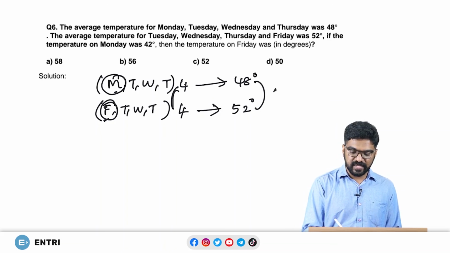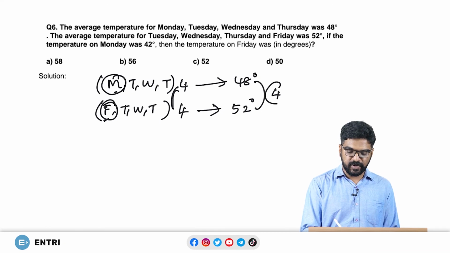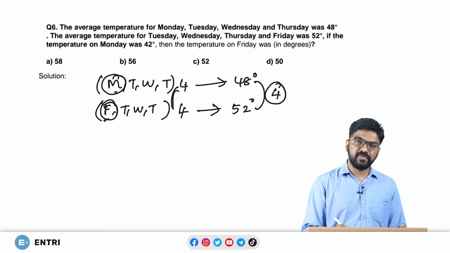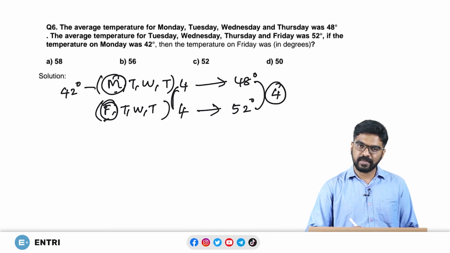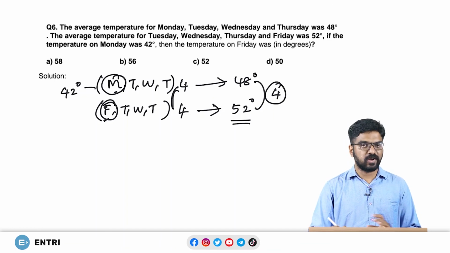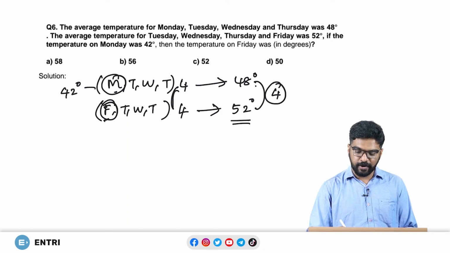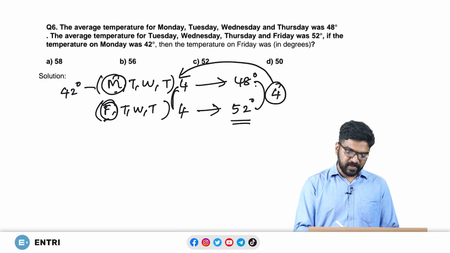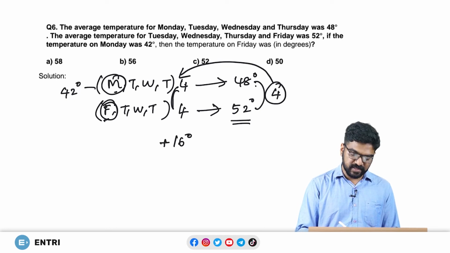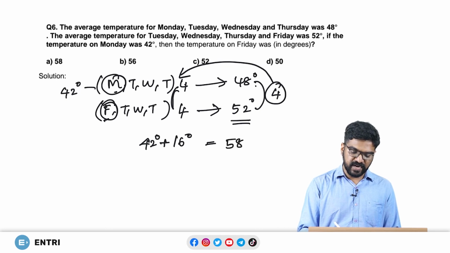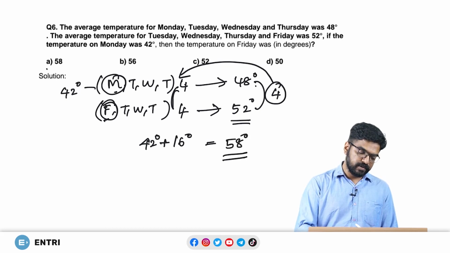How much is the increase? There is an increase of 4. So this 4 is the extra than the previous one. So what was the previous value? Monday's temperature is given in the question, which is equal to 42 degrees Celsius. So Friday's temperature would have been 42 if the average was still remaining the same, but it is not. So the difference over here is 4. So we have to multiply this with the top left value. So 4 into 4 is 16 degrees Celsius, which will be more than Monday's temperature, that is 42. So 42 plus 16 will be equal to 58 degrees Celsius, and that will be the temperature on Friday.